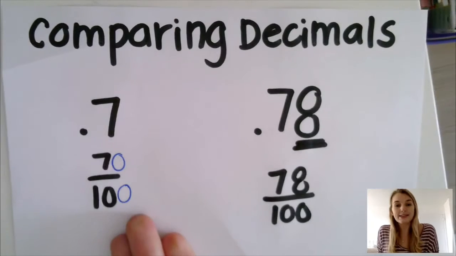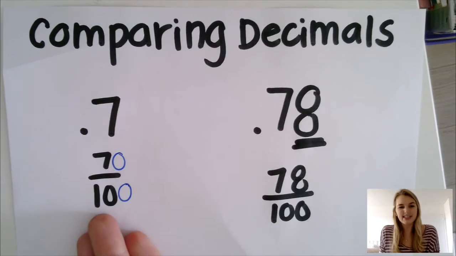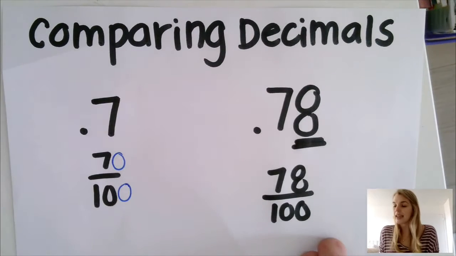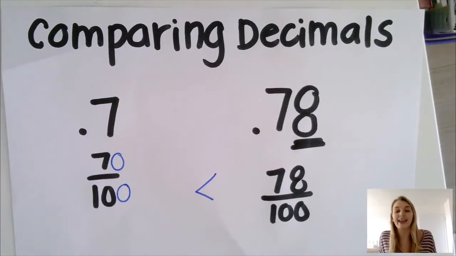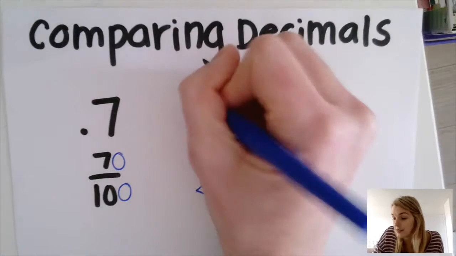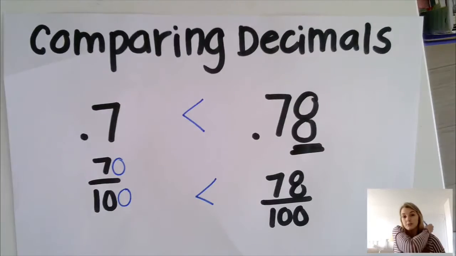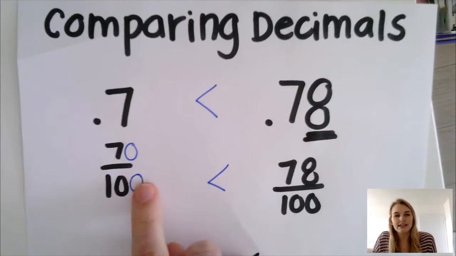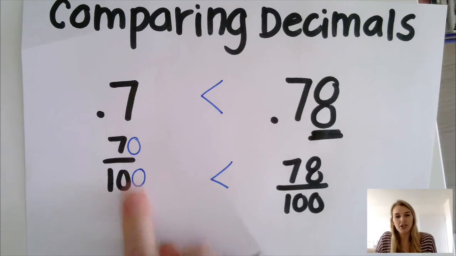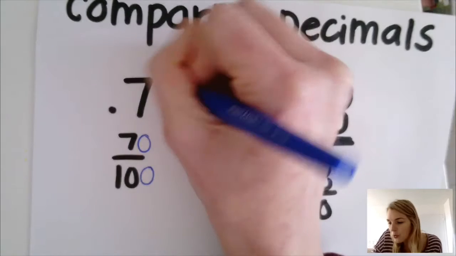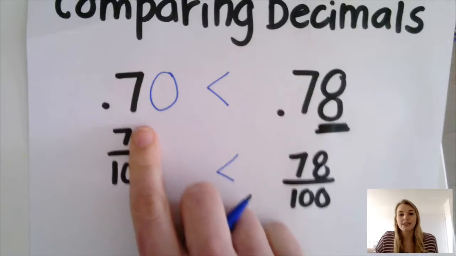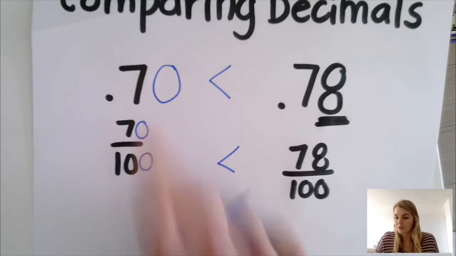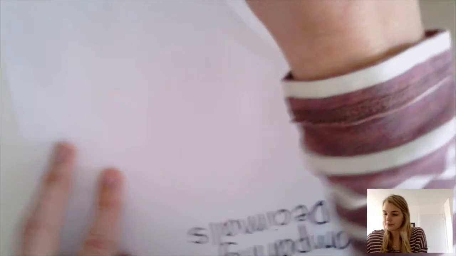So now we can easily compare. What's bigger, 70 hundredths or 78 hundredths? Well, I know 78 hundredths is bigger, which means that the decimal 78 hundredths is bigger. So now, if this is 70 hundredths and we've changed that fraction, now we can change the decimal to 70 hundredths.